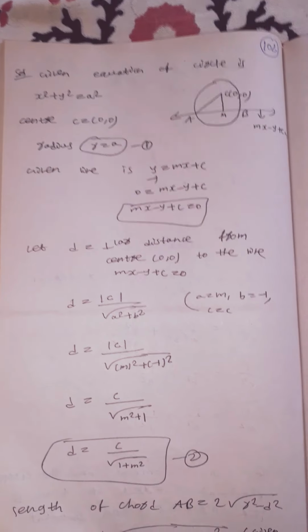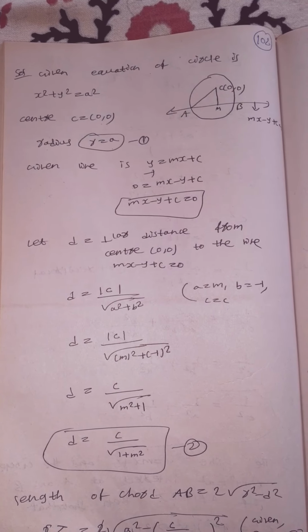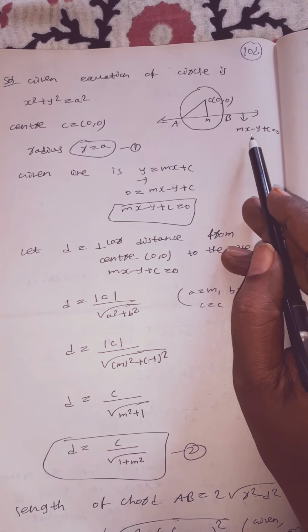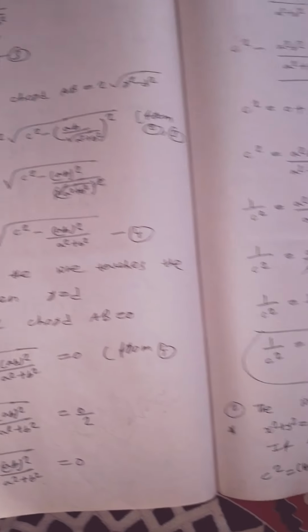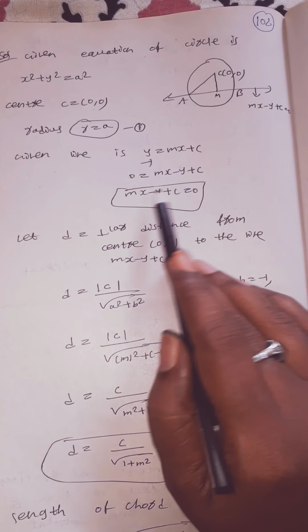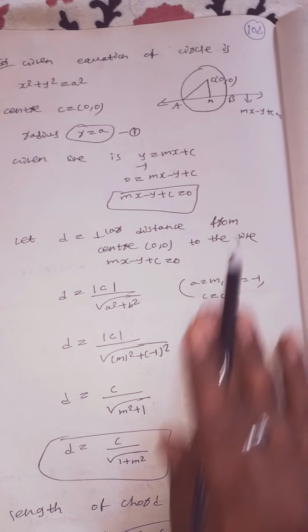So the given equation of circle is x square plus y square equal to a square. In this circle the center is 0, 0, and the radius is how much? r equal to a. So the same diagram, children, center 0, 0, and the line intersecting. This line I have written like this. I have sent y to that side: mx minus y plus c is equal to 0. Why? Because the given line is y equal to mx plus c. Sending y to that side, the minus sign makes it mx minus y plus c equal to 0.